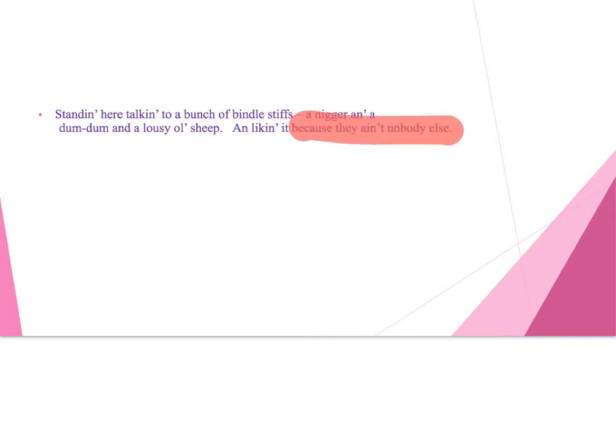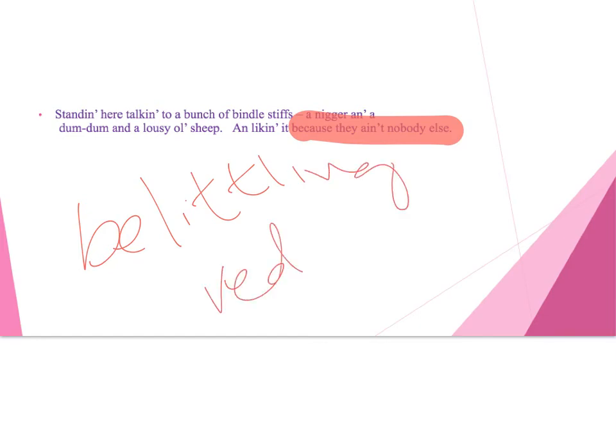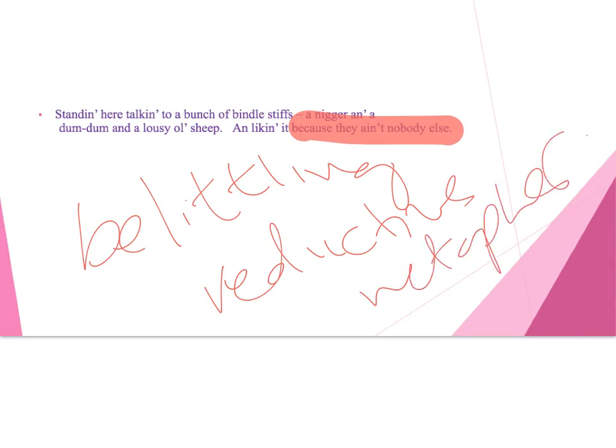Yeah, because there ain't nobody else. So she uses these derogatory terms. She uses "a bunch of bindle stiffs", so she uses the derogatory term there. "A dum-dum and a lousy sheep." So she uses these belittling metaphors. And remember, you want to think about your AO too. So she uses these belittling or reductive metaphors to describe the men, because it's all about power and control.